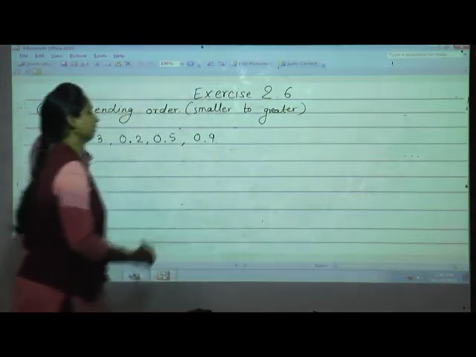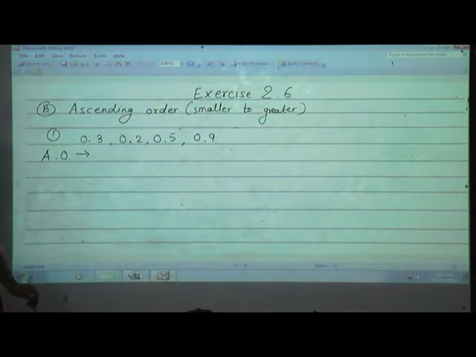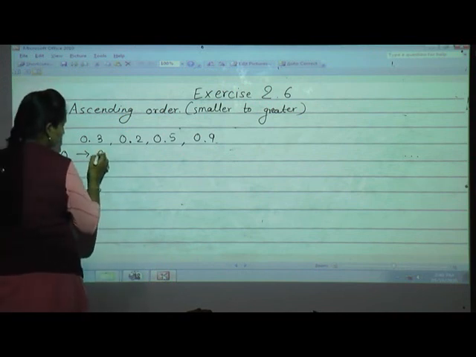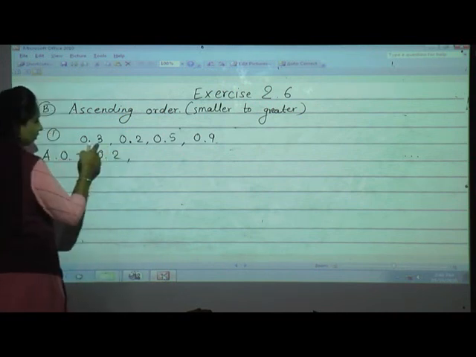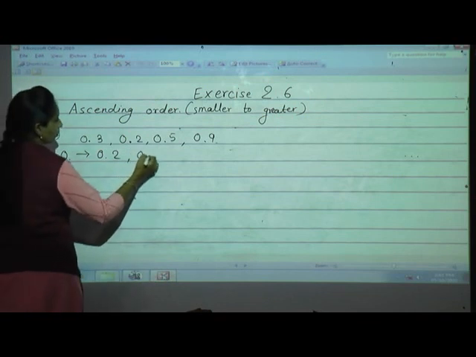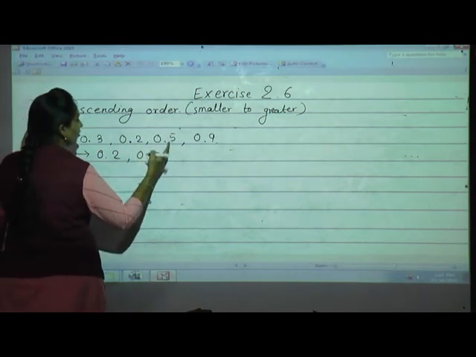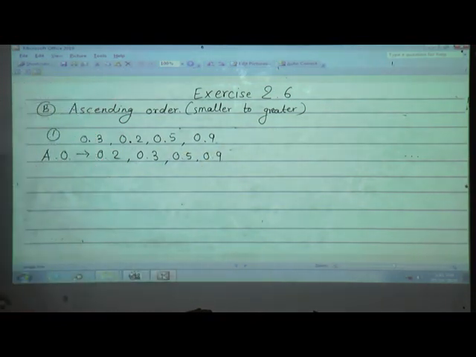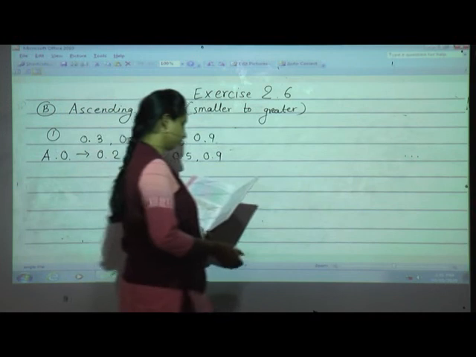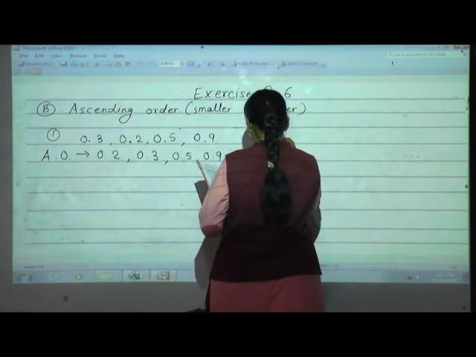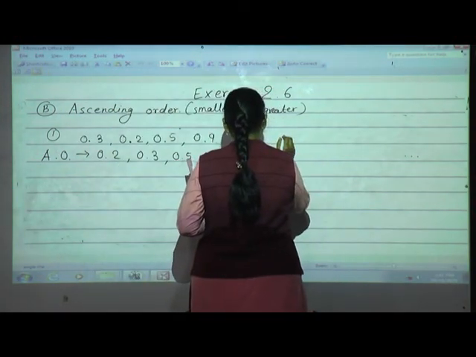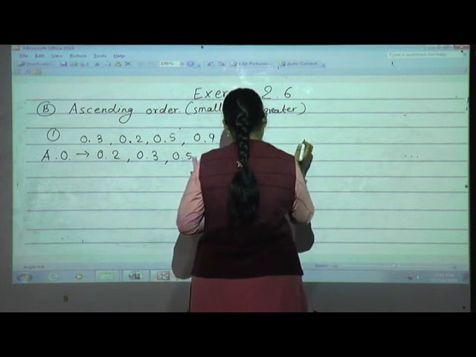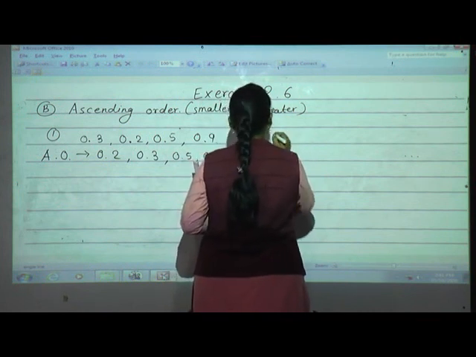Don't take greater by mistake. So which is smaller, students? 0.2. Then 2 after 3, 0.3, 3 after 5, 0.5, then at the end 0.9. Clear? Yes, very good. Now next example I'll solve for you. I will solve now the fifth one for you.